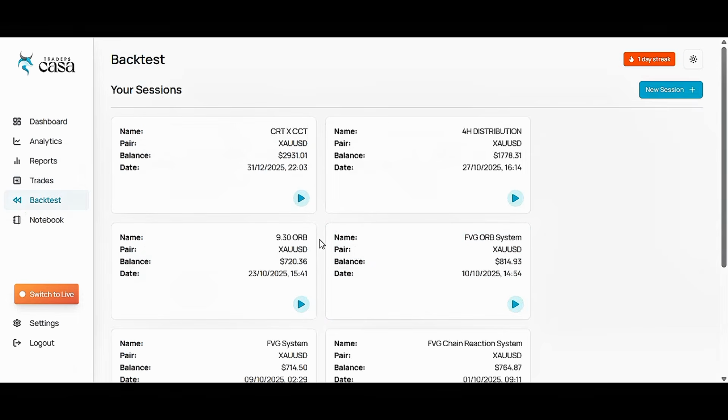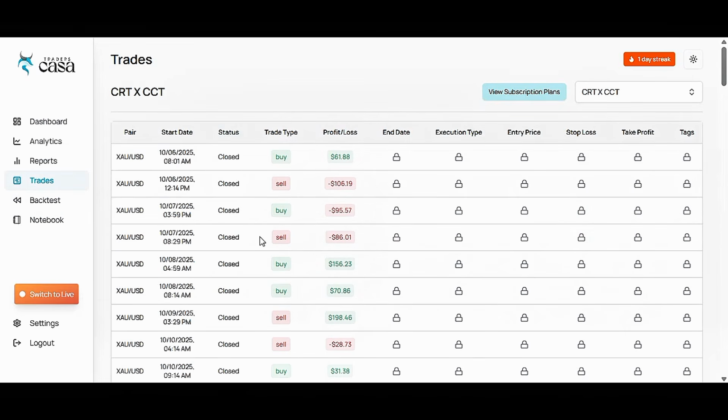Sorry about that. The video is already very long. I don't want to be longer than how it is. So let's look at the table. You can see the trades.